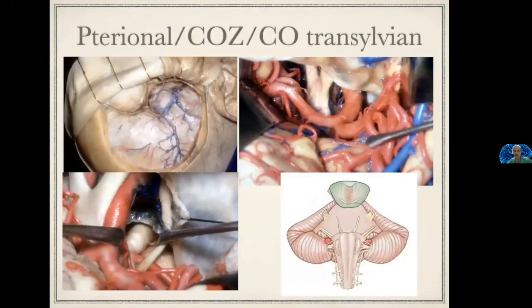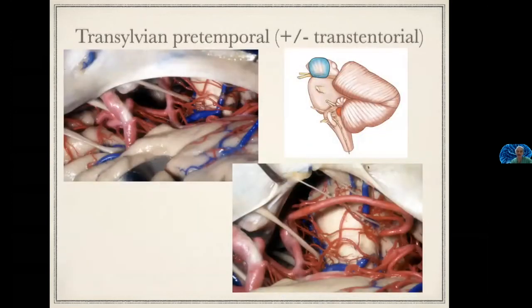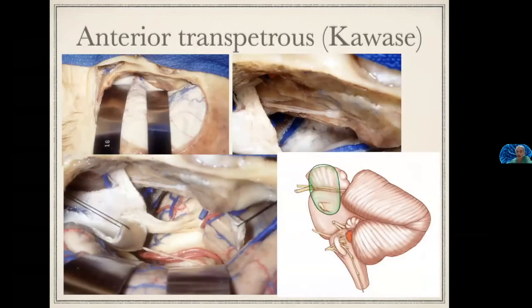So Rhoton, I'm going to use some of his diagrams to show you the various approaches. Terminal, COZ. By the way, it's best for the anterior midbrain. The transsylvian pretemporal plus or minus transtentorial is best for the lateral aspect of the cerebral peduncle. The Kawase approach is best for this ponto-mesencephalic lateral surface, midbrain and upper pons, not lower than the 7th and 8th nerve.